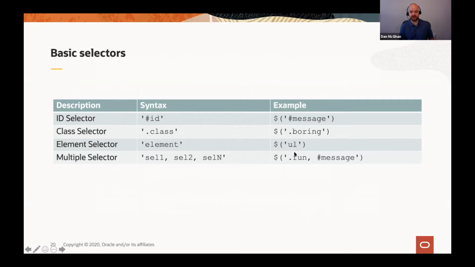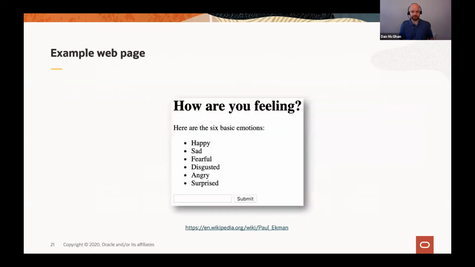So here we're selecting a combination of elements that have a class of fun as well as the element that has an ID of message. So here's a basic web page I created to help us learn about these selectors. And you can see it's got some simple text, how are you feeling? And it has a list of basic emotions.